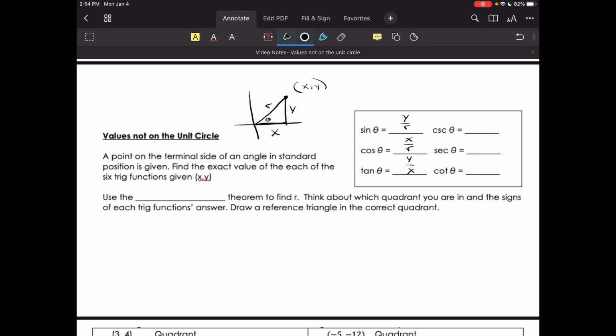And then I have my reciprocals. So cosecant would be the reciprocal of sine. Secant, the reciprocal of cosine. And then cotangent is the reciprocal of tangent.